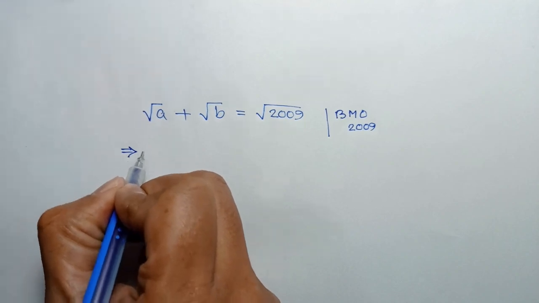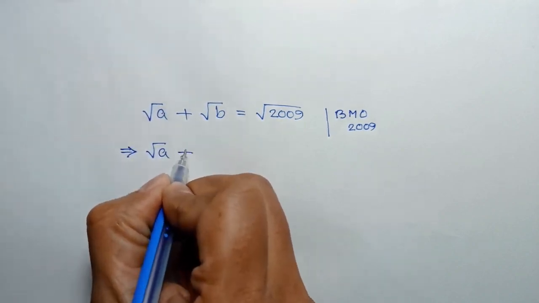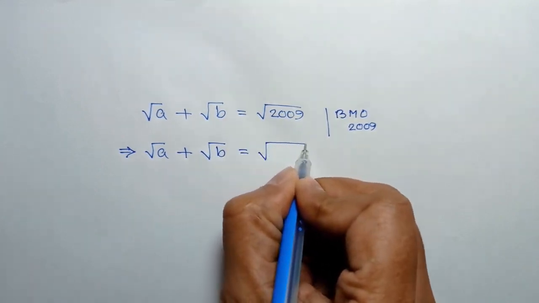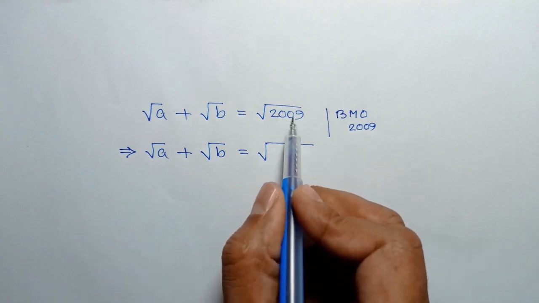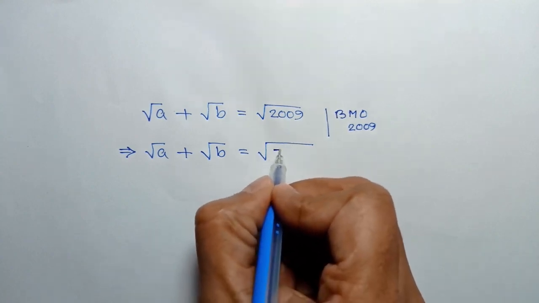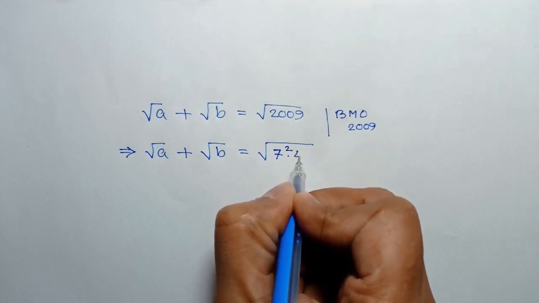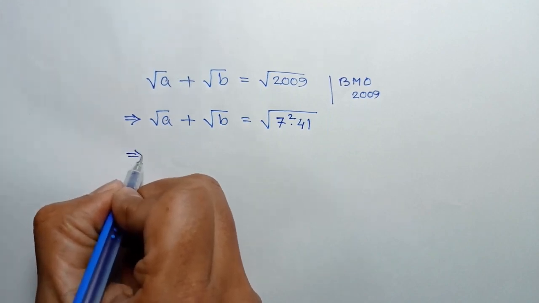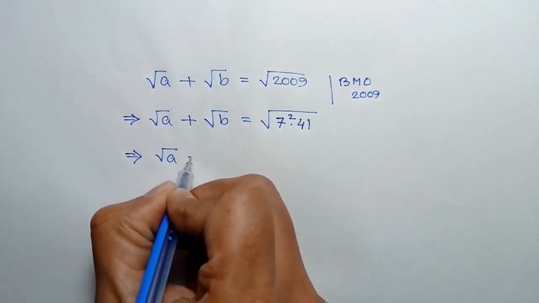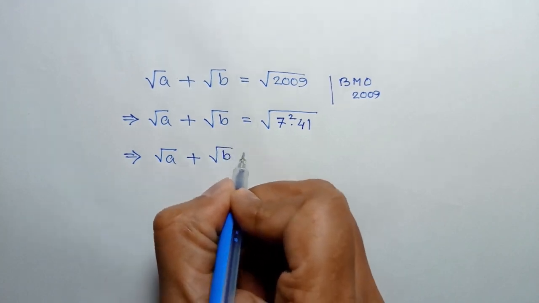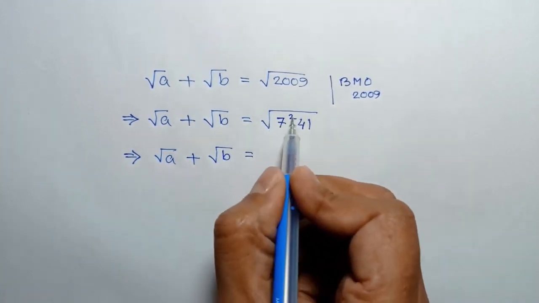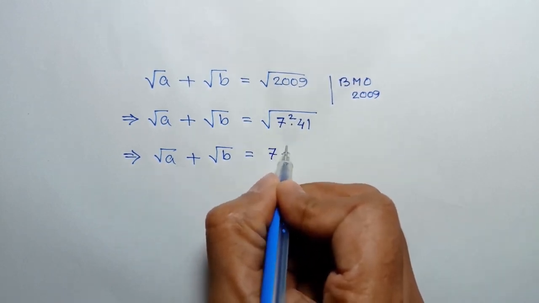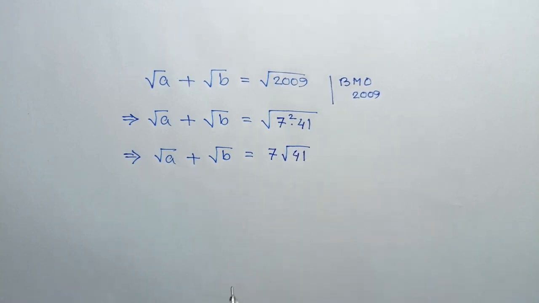or square root of a plus square root of b is equal to square root of the prime factorization of 2009, which is 7 square times 41, or square root of a plus square root of b is equal to this square root, and this square will cancel out, so it will remain 7 times square root of 41.